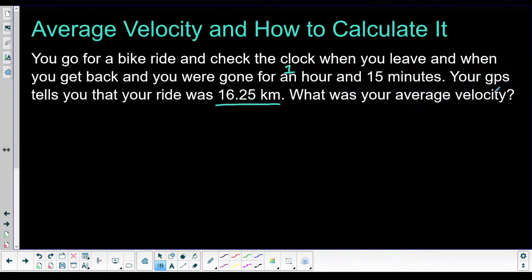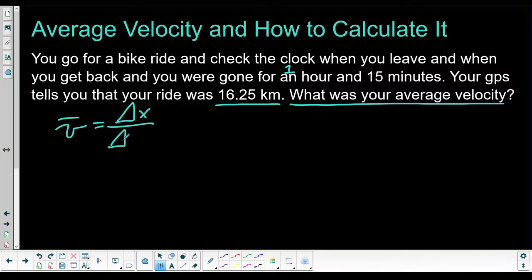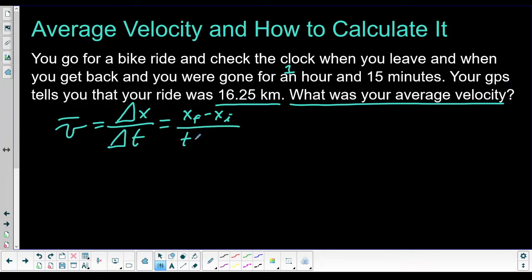I forgot to do it again. We should have read the question first. Average velocity, you say? What's the formula? Average velocity equals change in position over change in time. If we really want to know, X final minus X initial over T final minus T initial. All right.